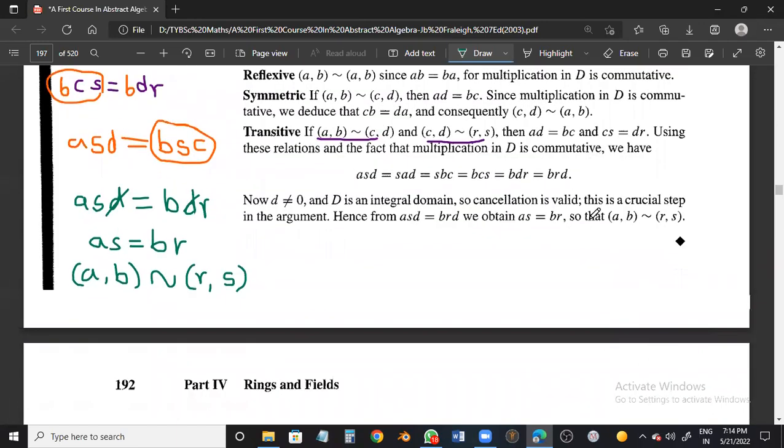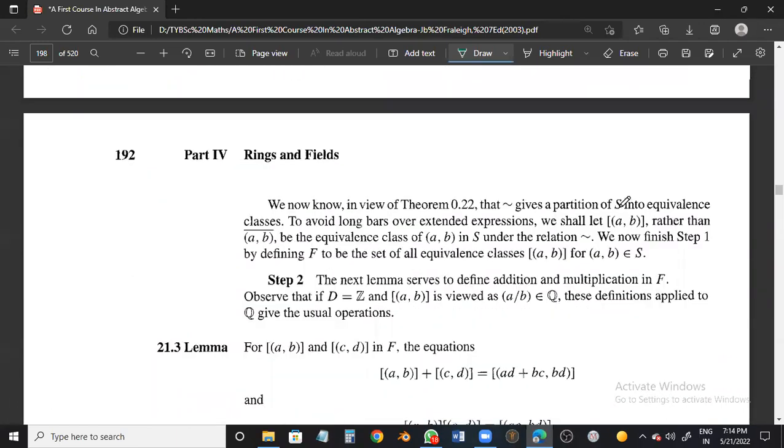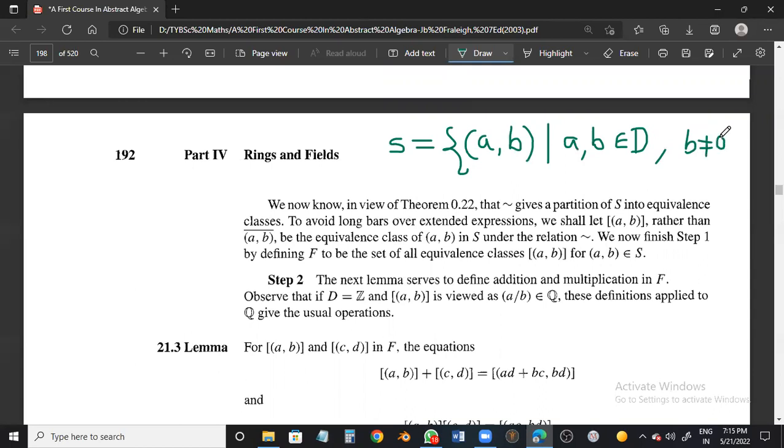Okay, so if it is an equivalence relation, I can define an equivalence class on S. What is set S? Let us recall. Set S is nothing but the set of all ordered pairs AB such that A and B belong to the integral domain D, and only B cannot take the value 0. That is the only condition that we put. The second place is not a 0. So this is nothing but our set S.